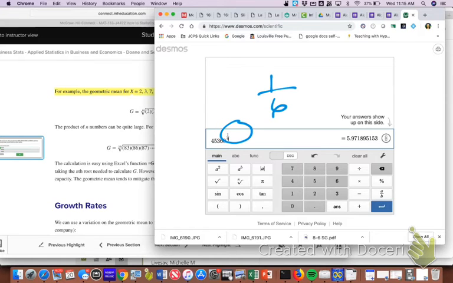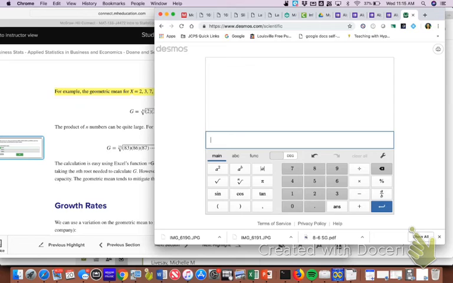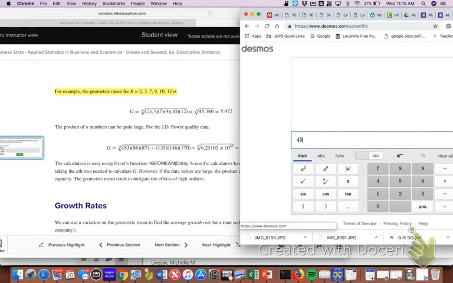As you can see, I got the answer right here that they did in the book. I'm just going to show you one more time just to make sure you got it. We're going to take that 45,360 and hit the exponent button, the button right here, to raise it to a power. To take the 6th root of something is the same thing as raising it to the 1/6 power.